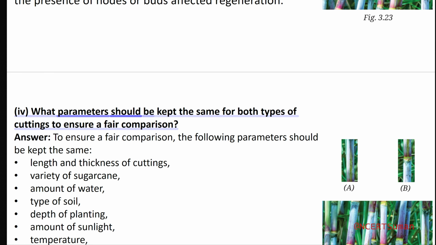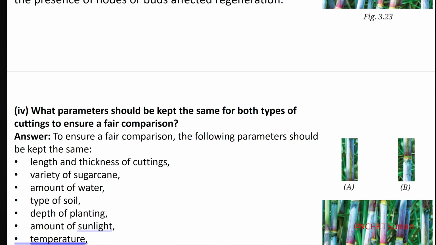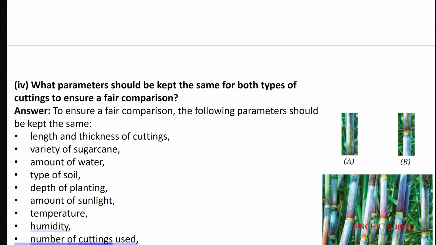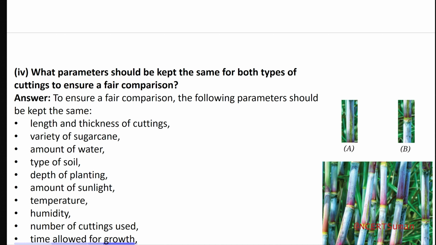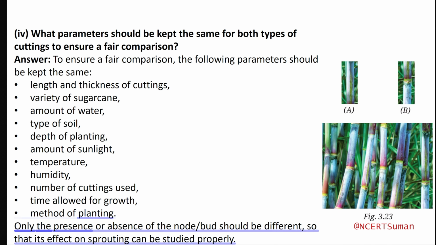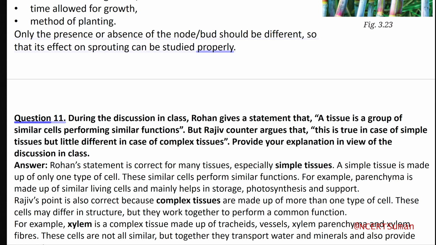4. What parameters should be kept the same for both types of cuttings to ensure a fair comparison? Answer: to ensure a fair comparison, the following parameters should be kept the same. Length and thickness of cuttings. Variety of sugarcane. Amount of water. Type of soil. Depth of planting. Amount of sunlight. Temperature. Humidity. Number of cuttings used. Time allowed for growth. Method of planting. Only the presence or absence of the node/bud should be different, so that its effect on sprouting can be studied properly.